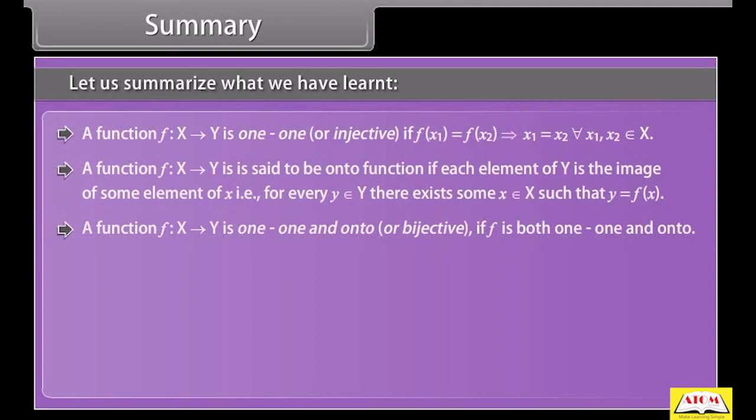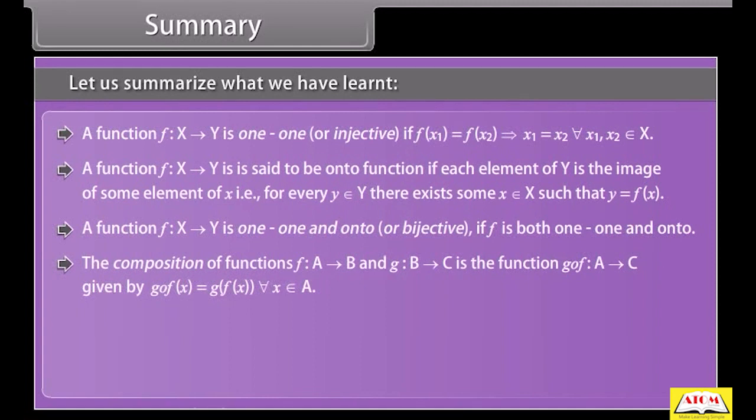A function f from X to Y is one-one and onto or bijective if f is both one-one and onto. The composition of functions f from A to B and g from B to C is the function g o f from A to C given by (g o f)(x) equals g(f(x)) for each x belongs to A.